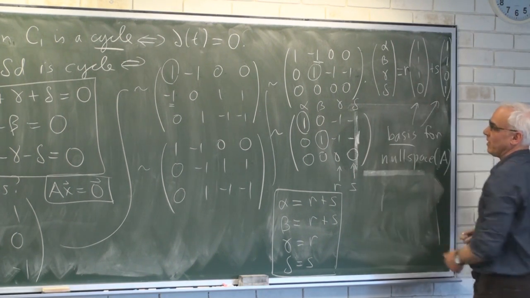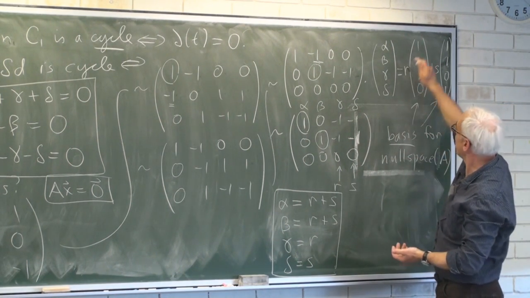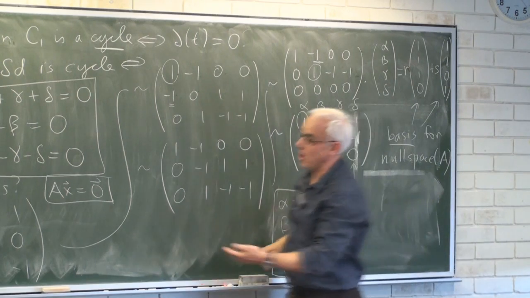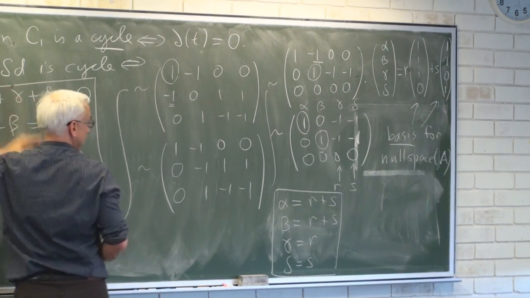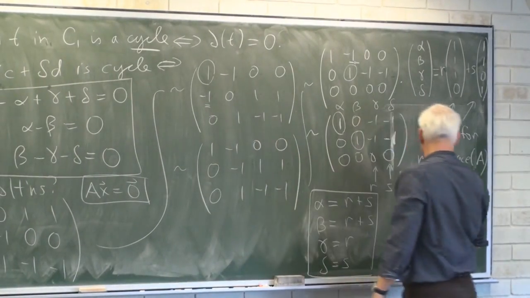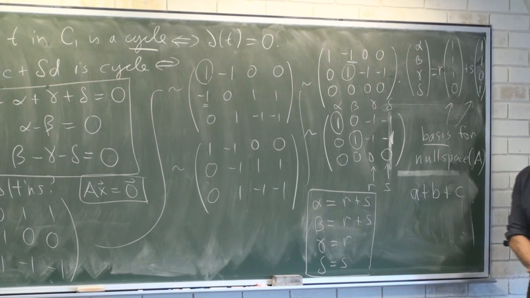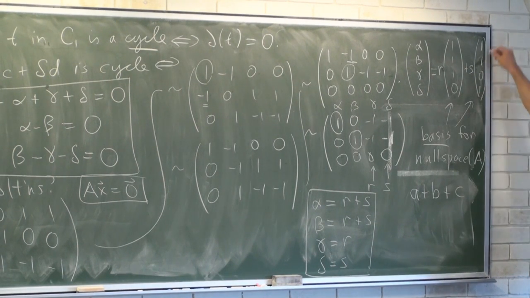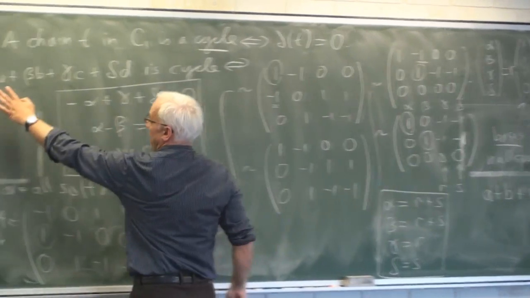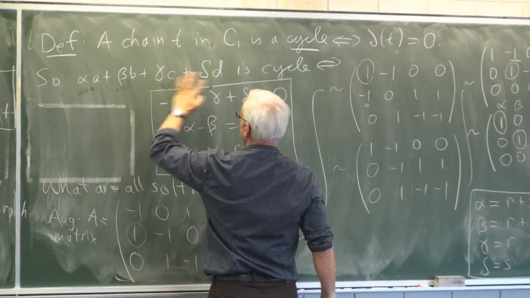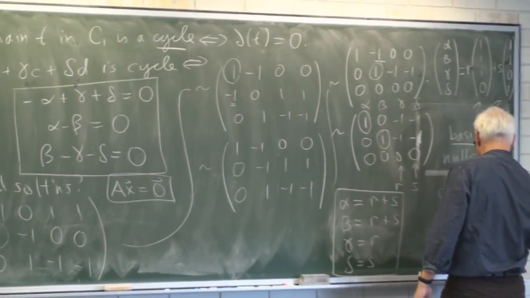And what are these when we interpret back in our original framework? Well, we're talking about alpha, beta, gamma, and delta. We're talking about combinations here. So if these are 1, 1, 1, 0, then we're talking about the chain A plus B plus C. And the second one, 1, 1, 0, 1, corresponds to A, B, 0, C, and D. So it corresponds to A plus B plus D.